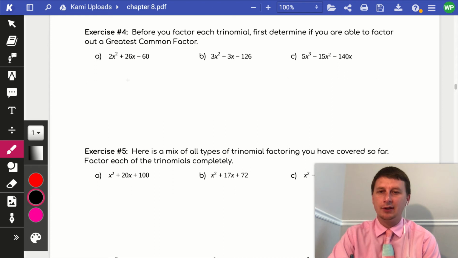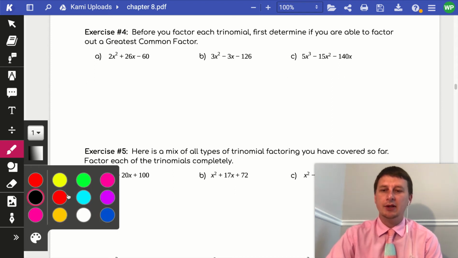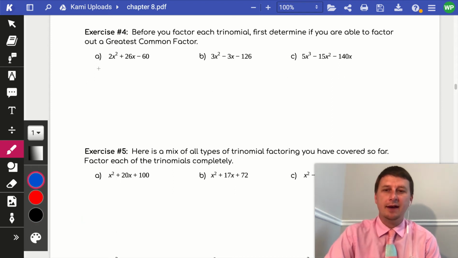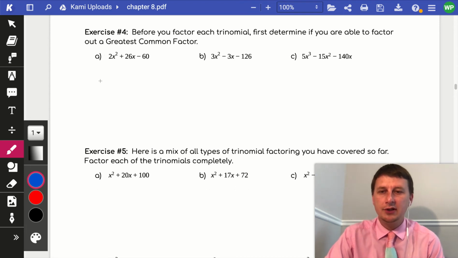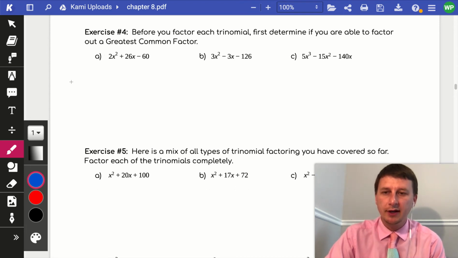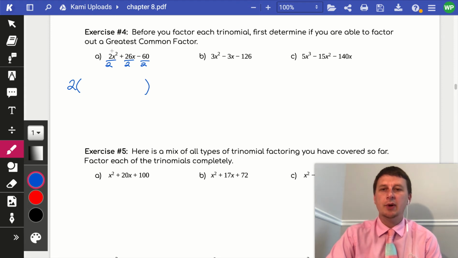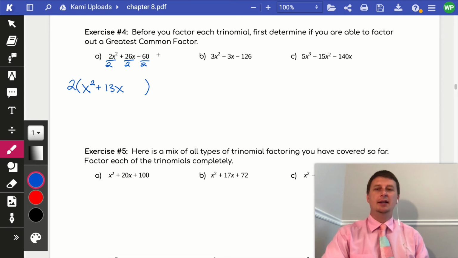So the first thing we want to do is take a look and see, do we see a greatest common factor in part A? And your answer should be yes, there is definitely a greatest common factor because all of those terms are divisible by 2. So I'm going to write a 2 on the outside of my set of parentheses. And to find out what remains inside, remember from lesson 1 that I want to divide each term by my greatest common factor. So 2x squared divided by 2 is just x squared. 26x divided by 2 gives me 13x. And negative 60 divided by 2 will give me negative 30.